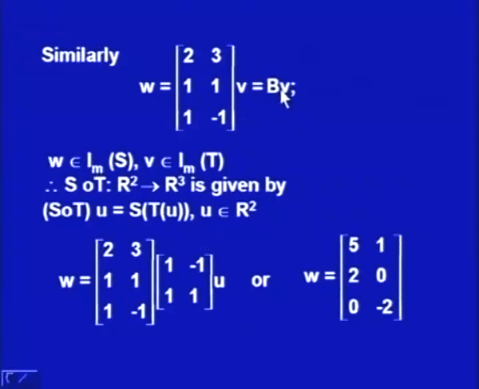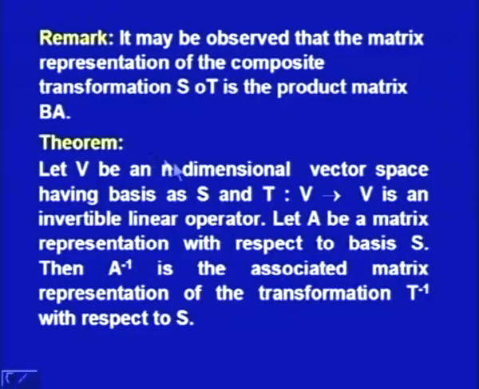So, I simply substitute the matrices. W is equal to the matrix with rows (2, 3), (1, 1), (1, minus 1), and this V is the matrix with rows (1, minus 1), (1, 1), times u. If we multiply these two matrices, we get W as the product of two matrices, with rows (5, 1), (2, 0), (0, minus 2). So, that is how we can say that the matrix representation of the composite transformation S composite T is the product matrix BA.